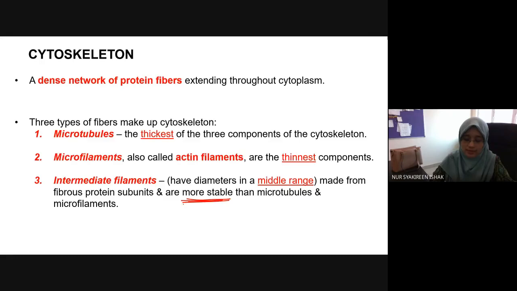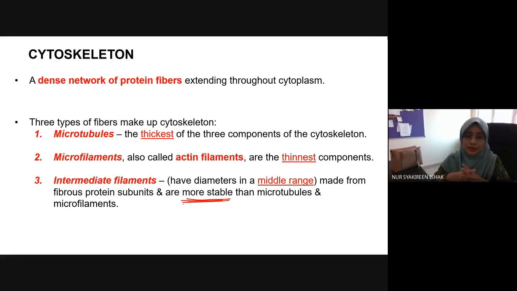that are found within the cells, and they have many functions. So the basic function of the cytoskeleton is to maintain the shape of the cell. As you know, animal cells especially do not have any cell wall. So in order to maintain the shape and the structure of the animal cell, within the animal cell you have cytoskeleton.